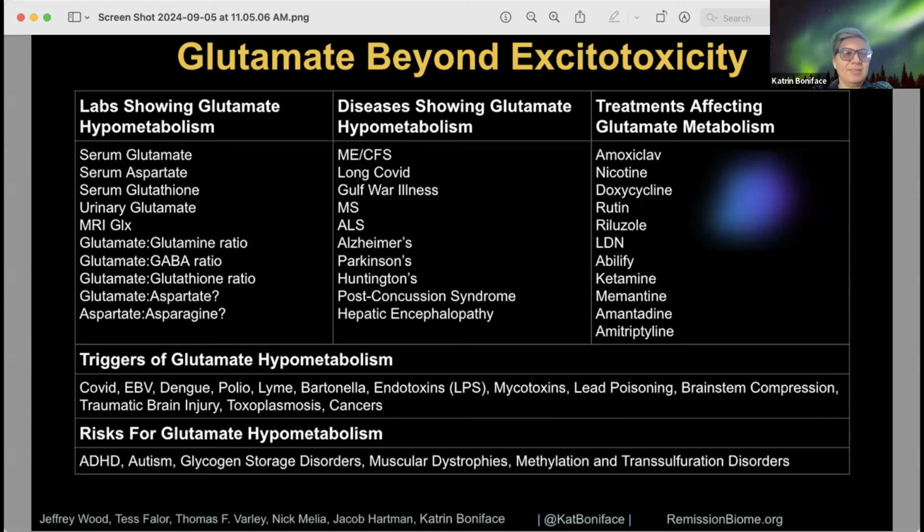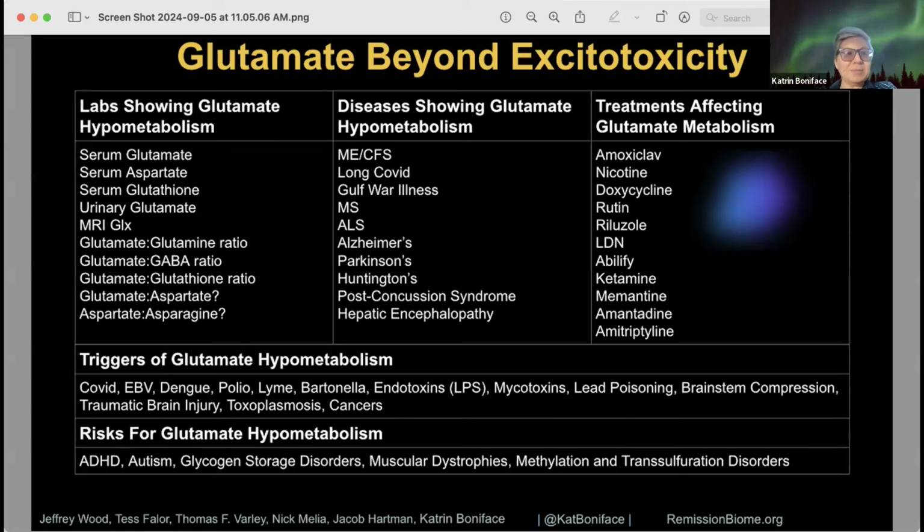All of the listed diseases have featured similar patterns of glutamate dysregulation. In particular, inversion of the glutamate to glutamine ratio is very, very common. This inversion is a direct indication of glutamate hypometabolism. It means that glutamate is not being taken up into the cell, and therefore it cannot be converted into glutamine, because most of that conversion is done within the cell itself.